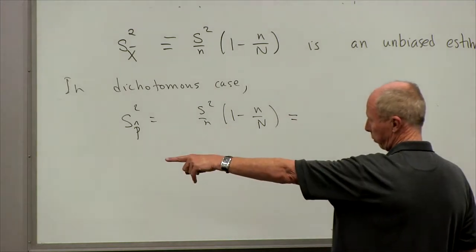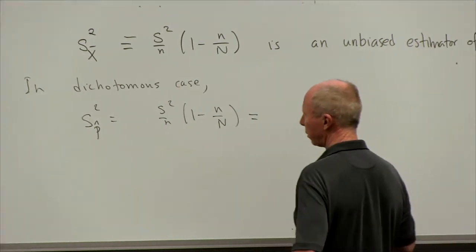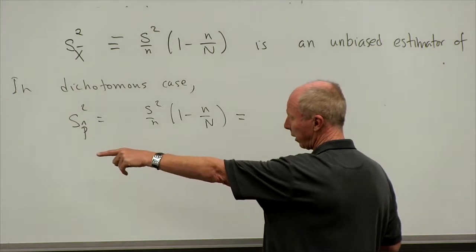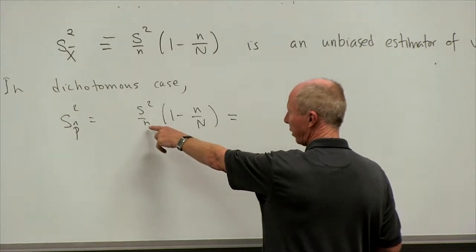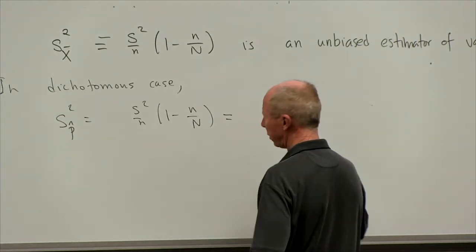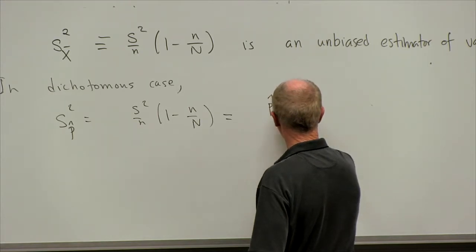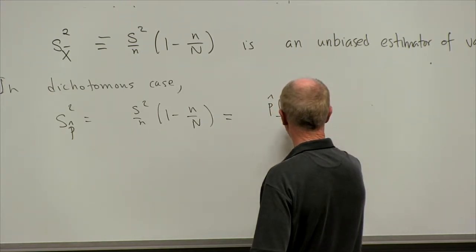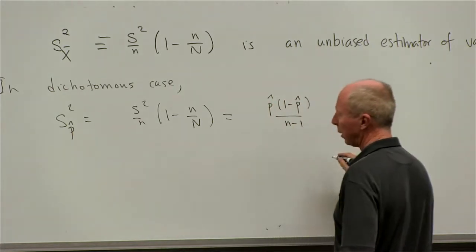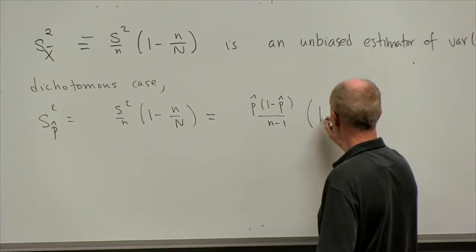Well, we substitute that for s squared. You notice there's a little n there, and we're dividing by little n here, so they cancel. So we get p hat, 1 minus p hat over n minus 1, and then this correction factor for finite population.